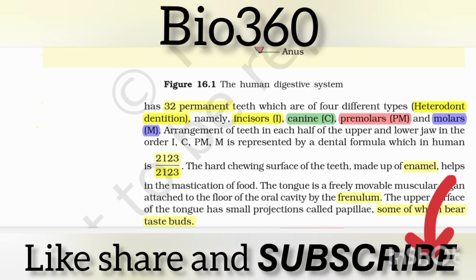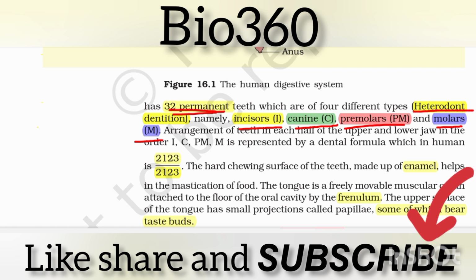has 32 permanent teeth, which include incisors, which we can represent by I, canines by C, premolars by P, and molars by M. So we can see there are four types of teeth. This type of dentition we call heterodont dentition. Now we will see what is meant by dental formula. This is the dental formula of an adult human being. You have to remember this, it is very important. And now we will see what a dental formula is.